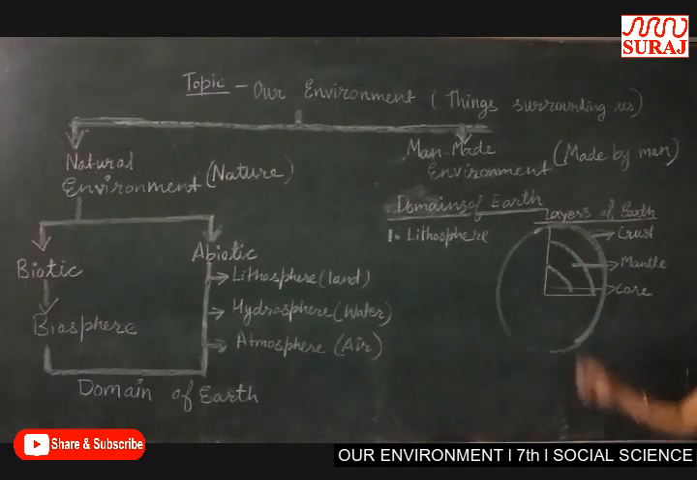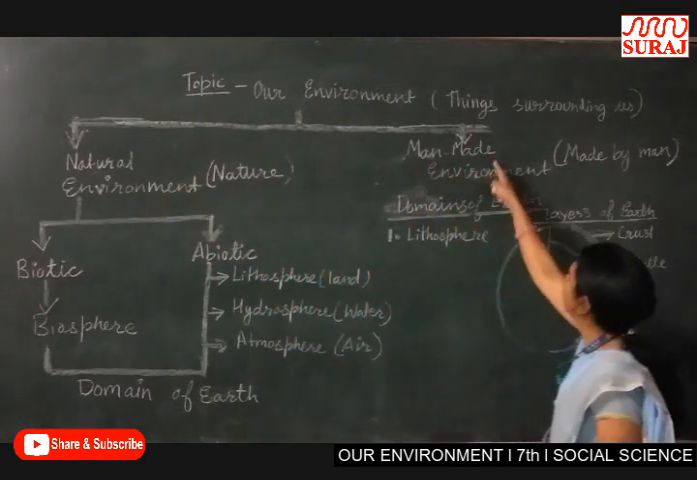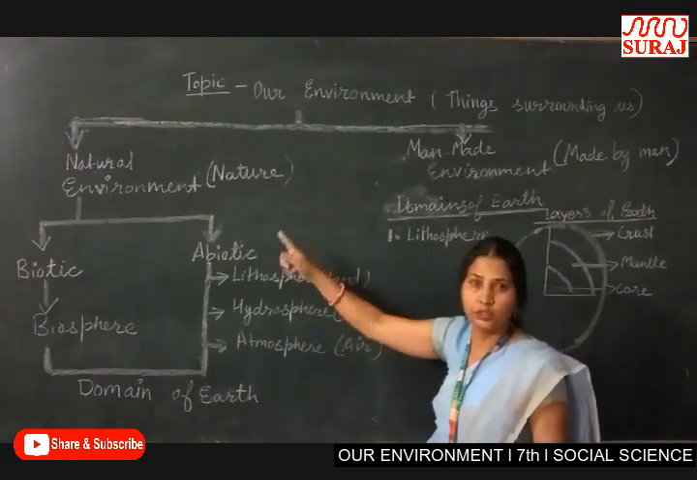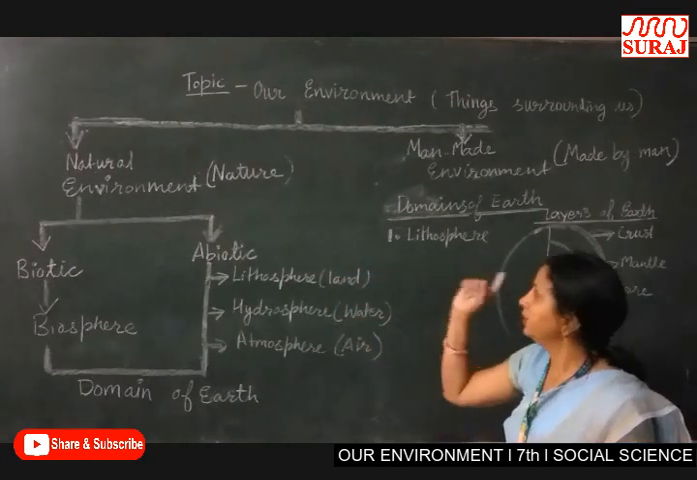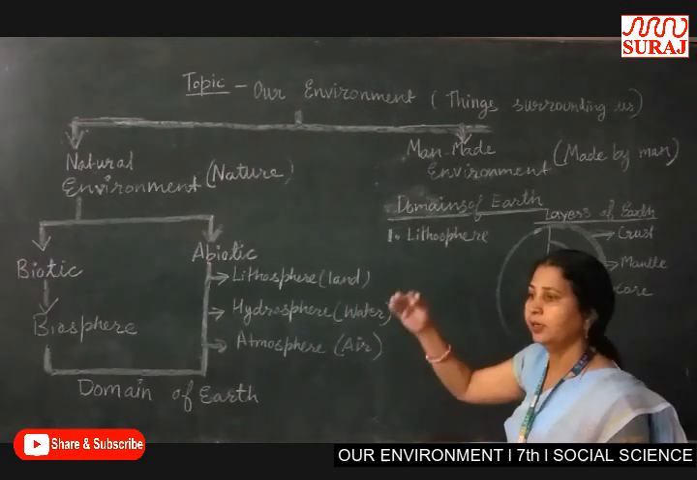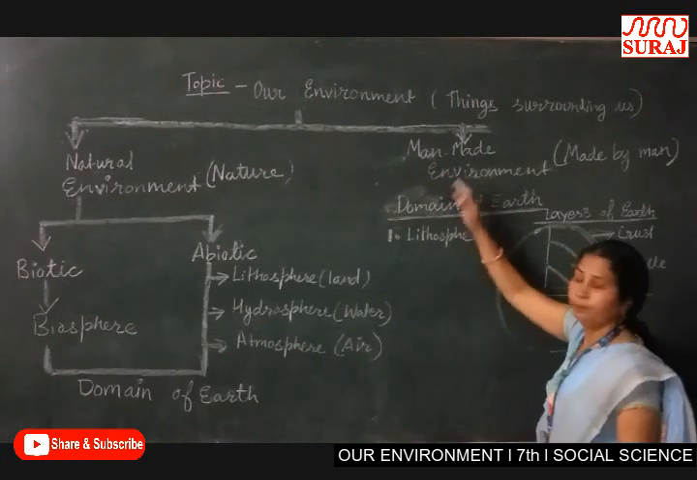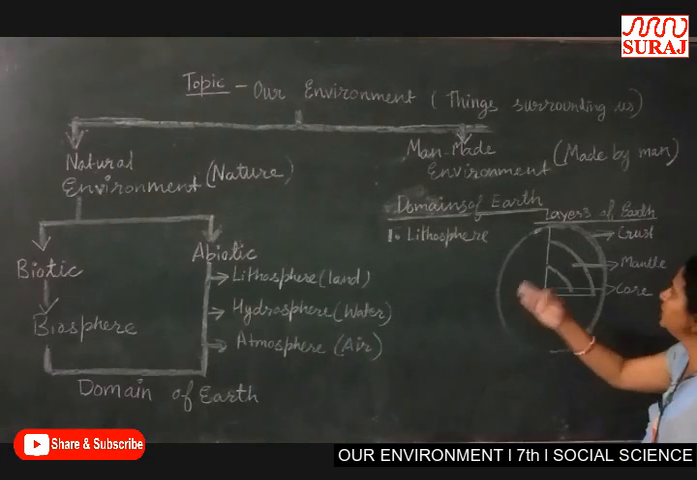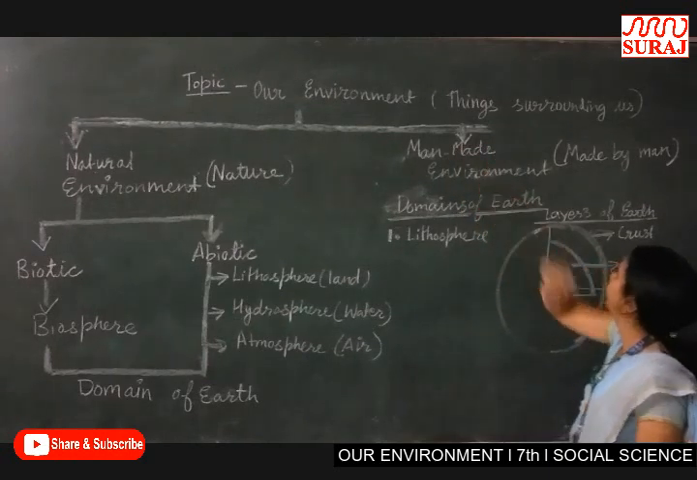environment. Environment has two classifications: natural environment and man-made environment. What is natural environment? The natural environment is the environment made by nature, like plants, animals, or everything from nature. The environment made by man, like school, road, park, these are made by man. So it is called man-made environment.